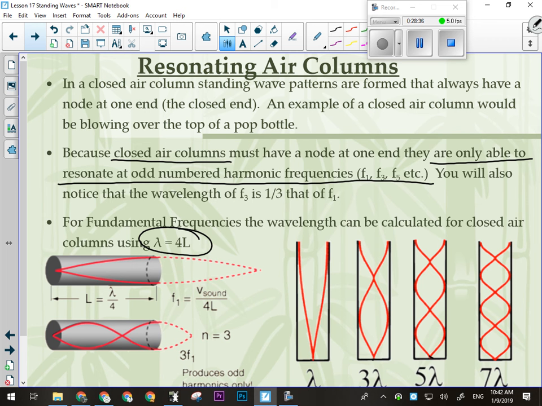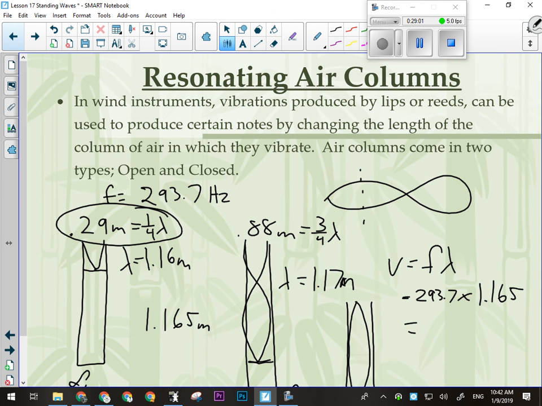So for closed air columns, at F1, this is the formula we can use. If you got a problem to do with this, it would tell you the fundamental frequency is this, or calculate the fundamental frequency, so that you would know you can use this formula. If it's talking about another point like what we did here, we would have to know that when we got this point, there were 3/4 of a wavelength in the tube, and calculate from there. So most of the time, we're going to be dealing with the fundamental frequency.